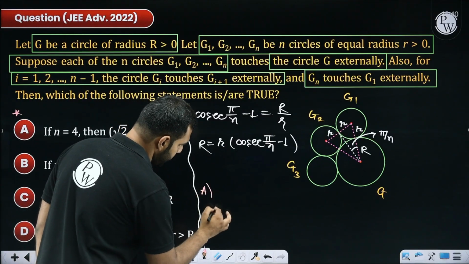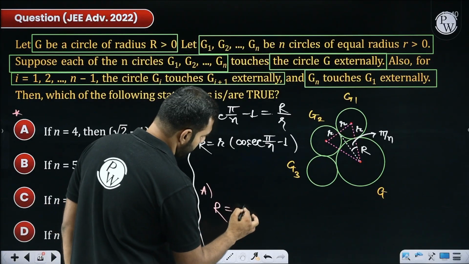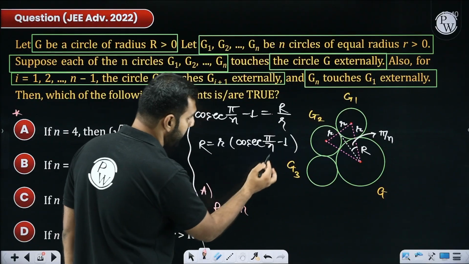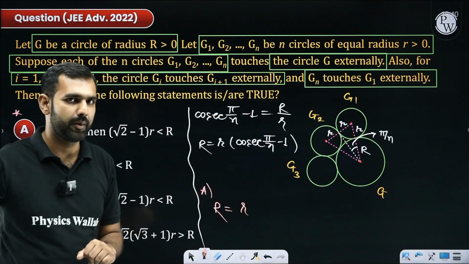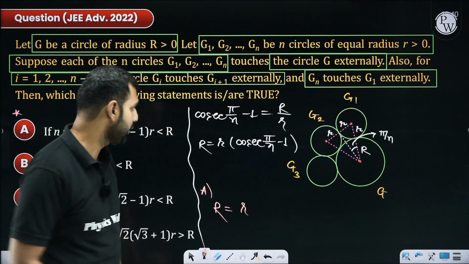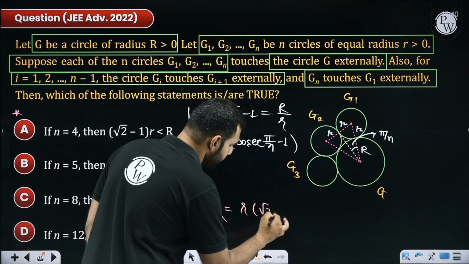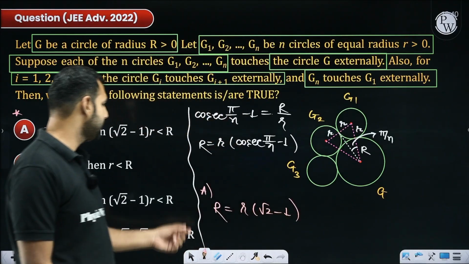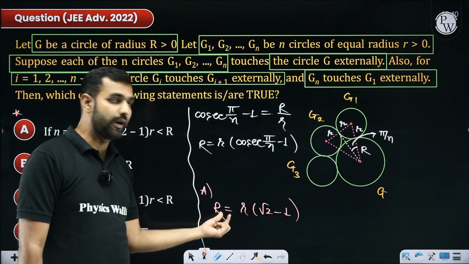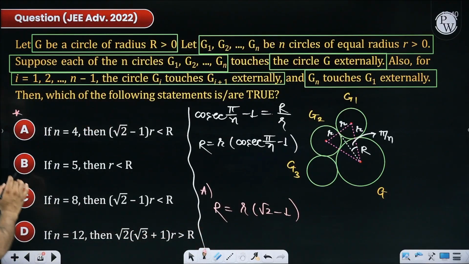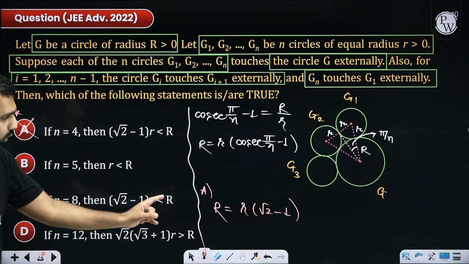For option A, capital R is equal to small r times cosec pi by 4, because n is 4. Cosec pi by 4: sine pi by 4 is 1 by root 2, so cosec pi by 4 is the reciprocal of it. So it is root 2 minus 1. What are they saying? That capital R is greater than root 2 minus 1 times r. No, it is equal, right? So I hope we can clearly say option A is wrong. Option A can be discarded. Did you all get the logic?